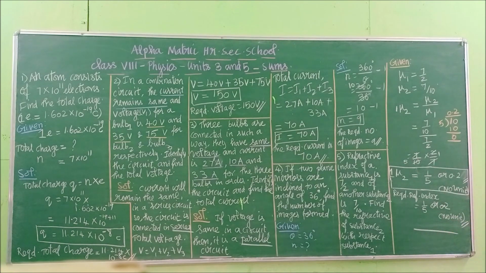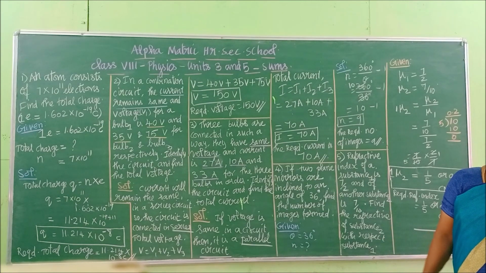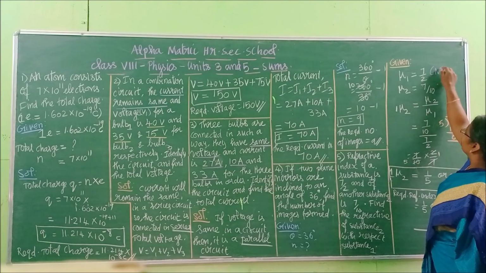So this sum is based on the worked out example in your textbook, refractive index with respect to glass and water. Like this one sum is there in your textbook. So based on this only I have given this sum, right? So now, what is refractive index symbol? I told you this, remember? Mu, M-E-U. So mu1, substance 1, refractive index is 7 by 2. And this doesn't have any unit, children. Why? Do you remember?